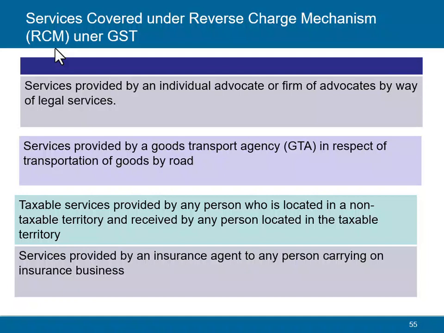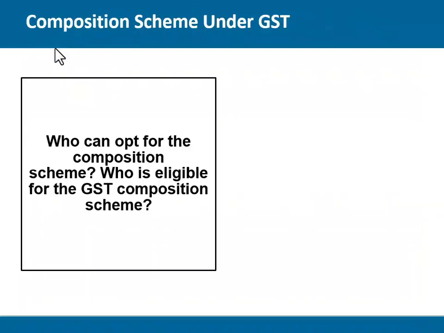Services provided by an insurance agent to any person carrying on insurance business. So these are the categories which have been listed by the government. अभी ये listed है. Fine. Is that clear? Okay. Now we come to the second part.